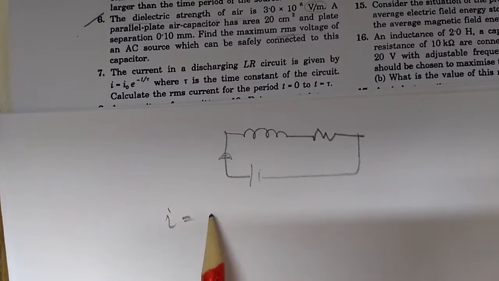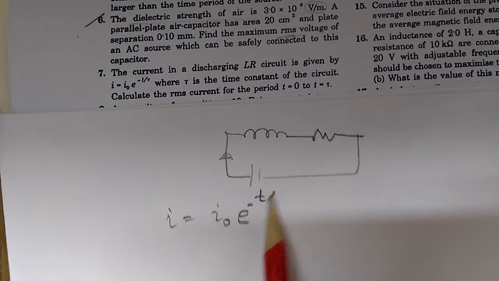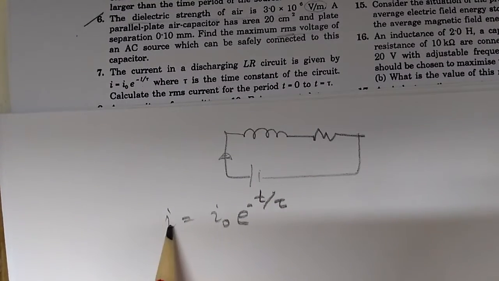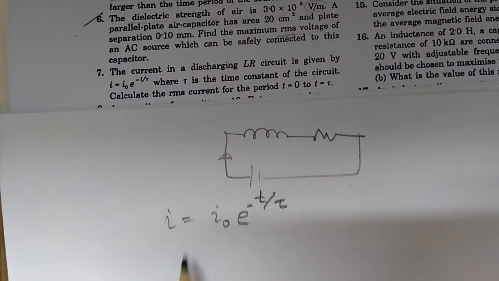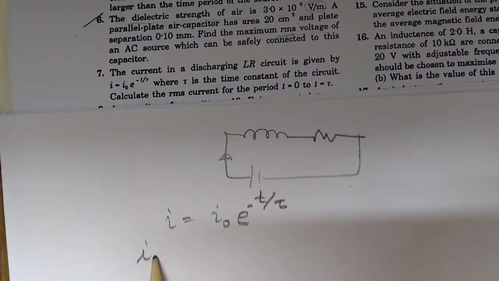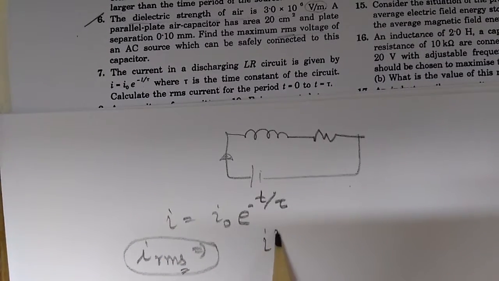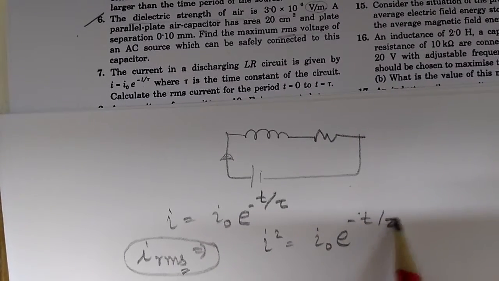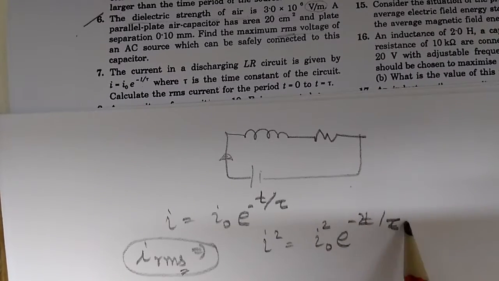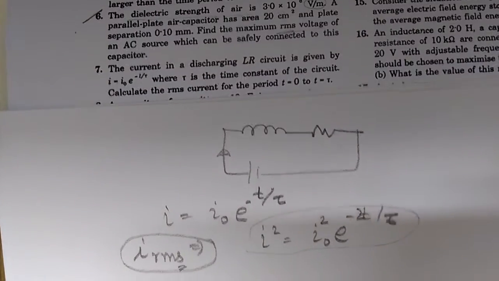So I is given as I naught e to the power minus t divided by tau. I is varying, so how do we find the root mean square? What is root mean square? IRMS. To find the root mean square, first we find the square term. Let us say the square is I squared, so we get I squared equal to I naught squared e to the power minus 2t divided by tau, because we have squared this term. Now we want to find the mean of this over the period of 0 to tau. So how do we do that?